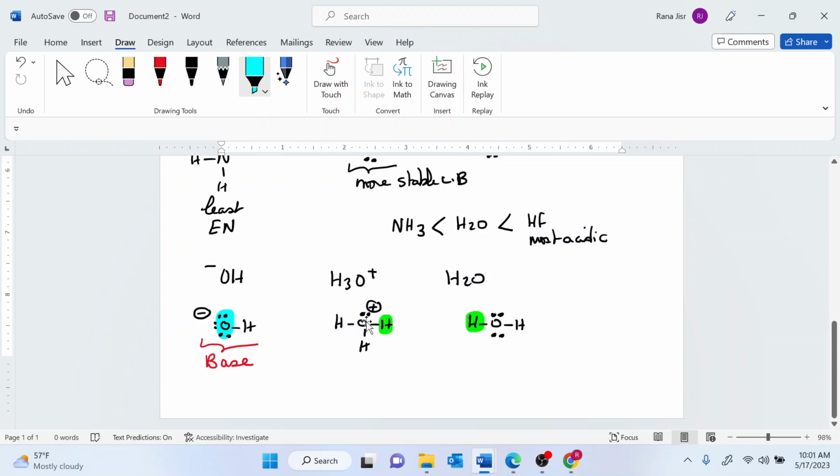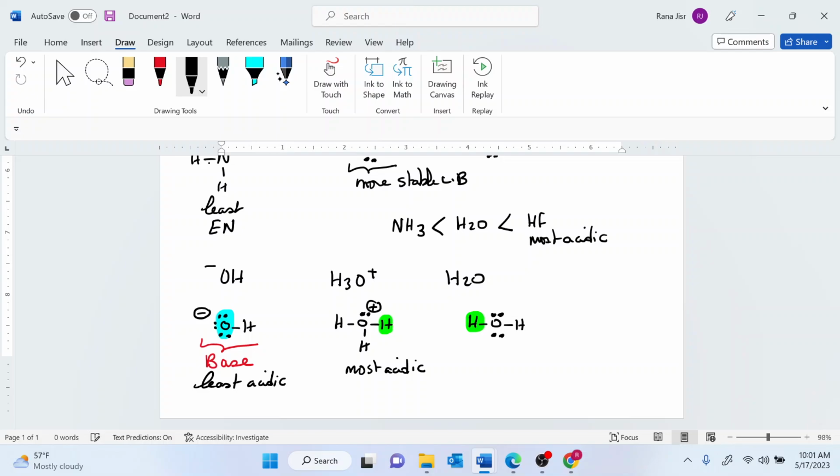To compare between positive oxygen and the neutral oxygen, a positive charge on the oxygen is called a cationic oxygen. A positive charge on the oxygen will increase the acidity of this hydrogen. So whenever you see a plus charge on the oxygen, this is more acidic than a neutral oxygen. So H3O plus is going to be the most acidic, and then water is going to be in between.